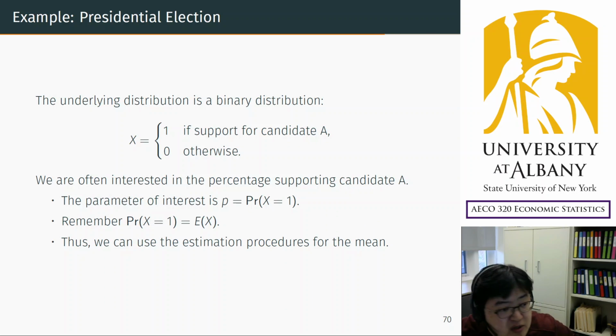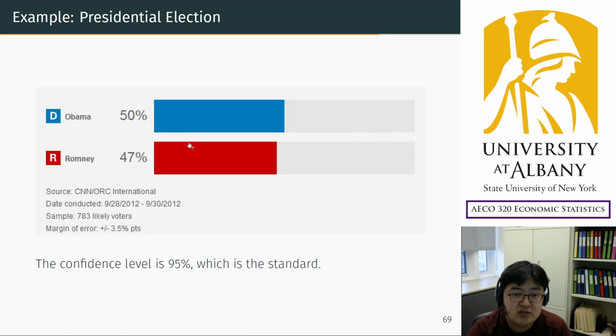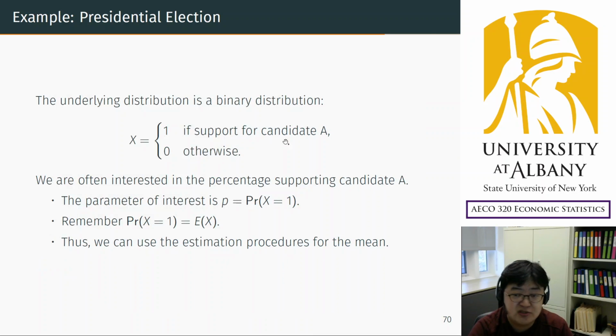Okay, so let me start. First, we'd like to understand the underlying distribution. What is the underlying distribution in this case? I will define the random variable X this way. X takes 1 if a randomly chosen person votes for, say, President Obama, and 0 otherwise. I will explain everything around Obama.